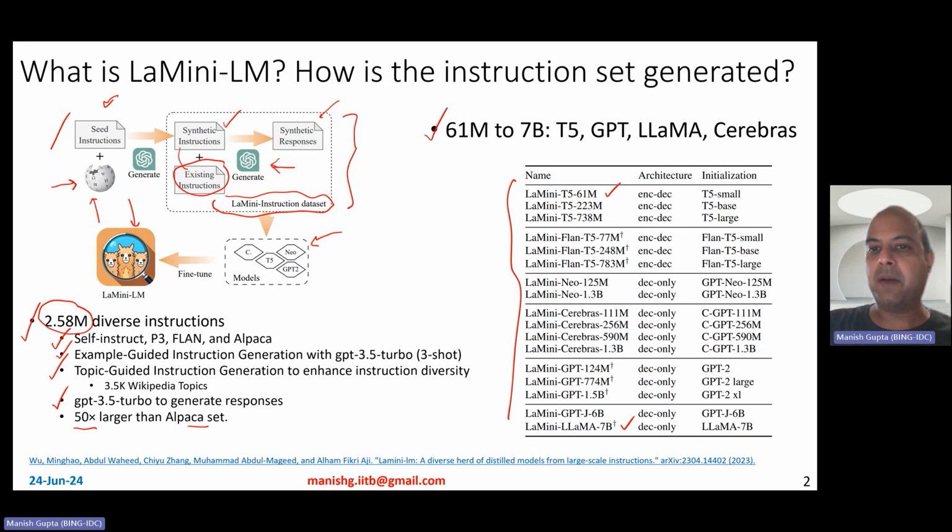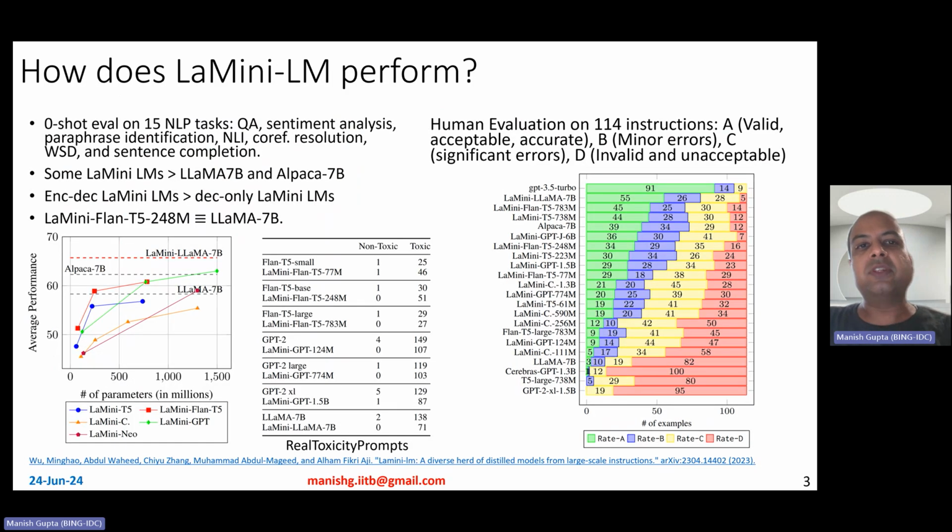They train 4 different families: T5, GPT, Llama, and Cerebras. Right? So some of these models are encoder-decoder models, while many of them are decoder-only models. So that's basically that, and that is how they come up with the Lamini variant of these different pre-trained models. Okay. Now, how do these Lamini-LM models perform?